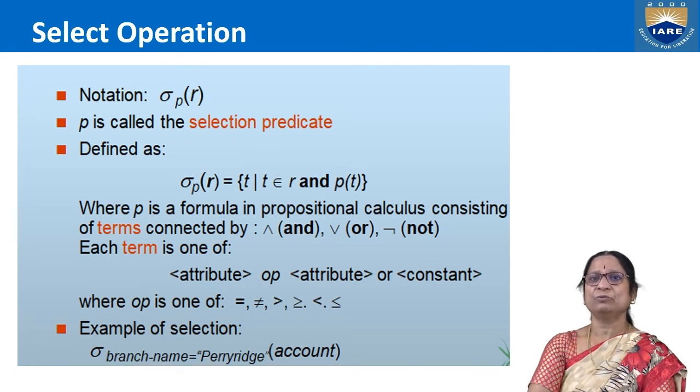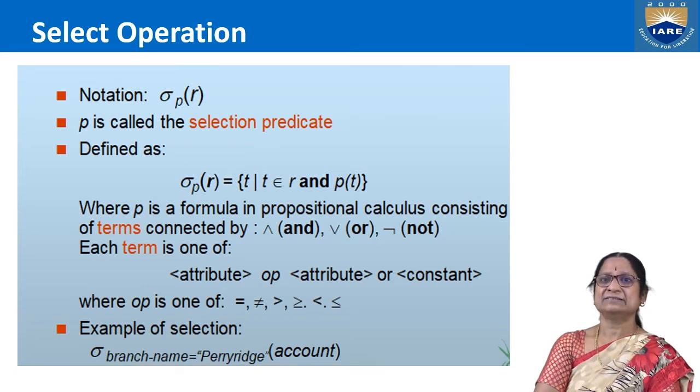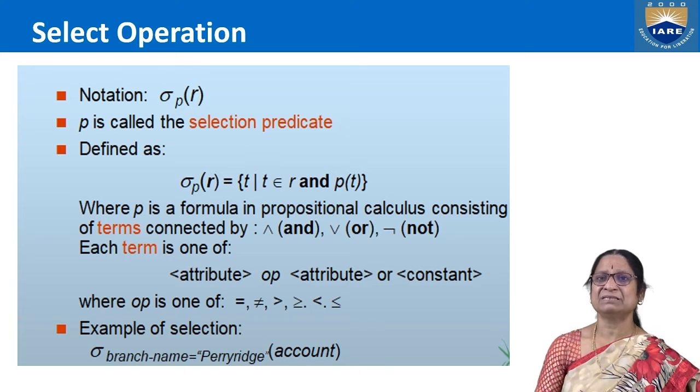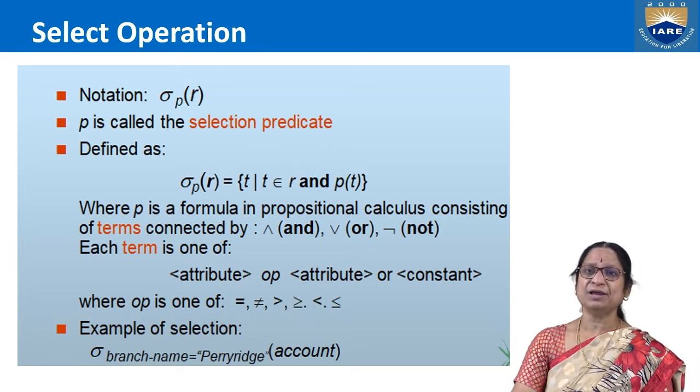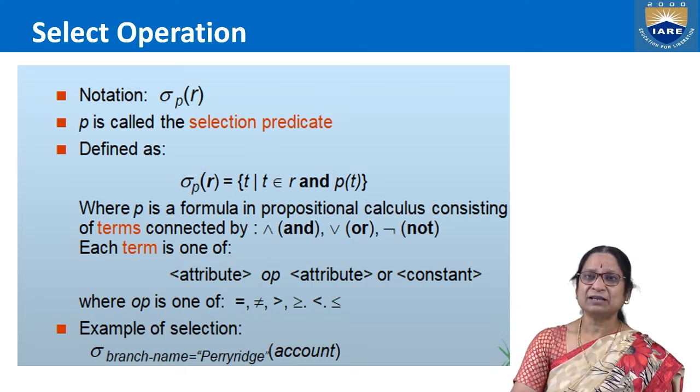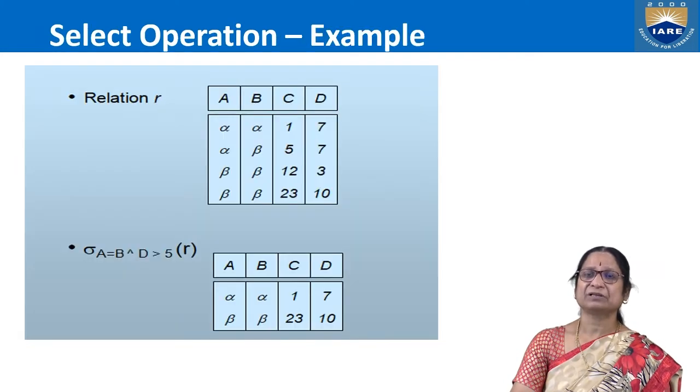For example, we are going to write it as sigma branch name is equal to Perryridge of account. So from the account relation, wherever the branch name is Perryridge, the respective tuples are going to be displayed. That means this is a condition we have written in the form of a constraint, that is known as a propositional logic formula. One more example we are giving.